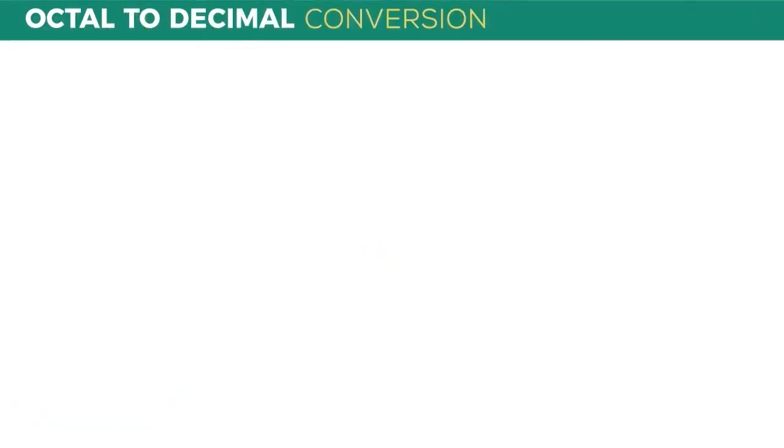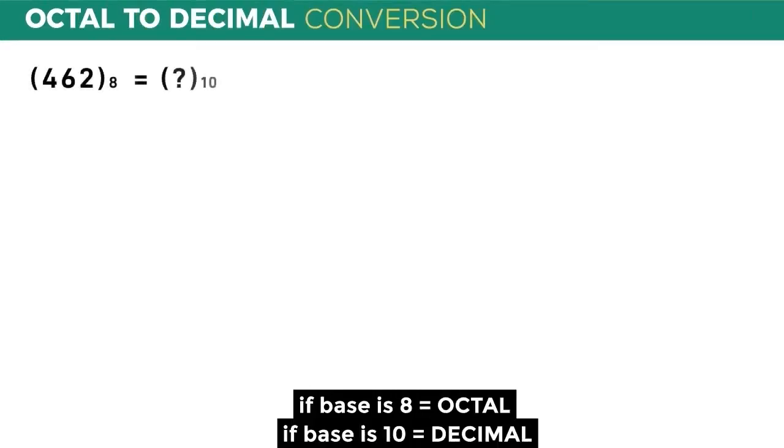By converting octal to decimal number, we will convert 462 octal to a decimal number. The power of 8 is of octal and the power of 10 is of decimal.